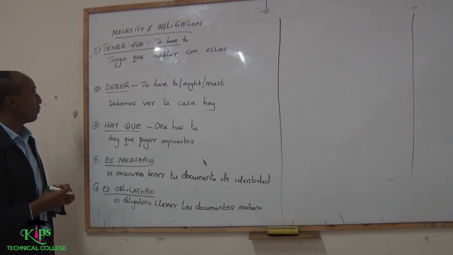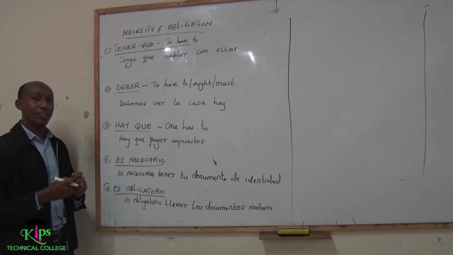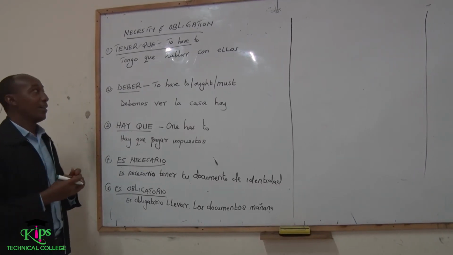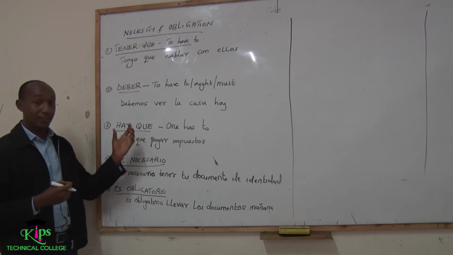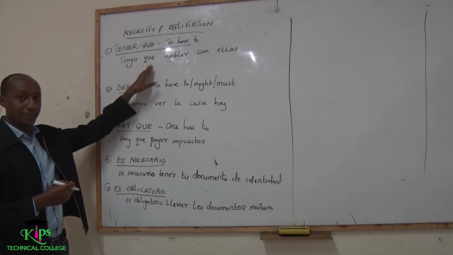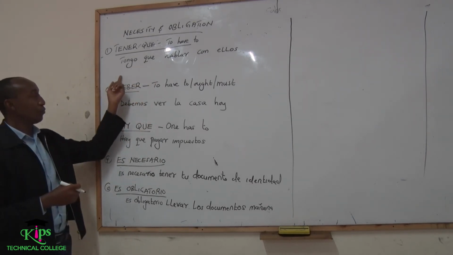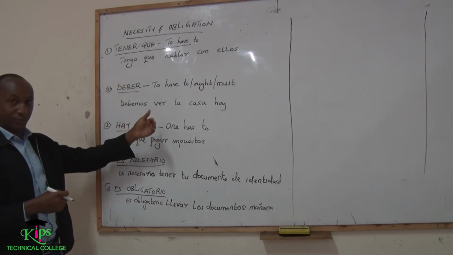I'm your teacher, Francis, and today I'm going to show you how to show necessity and obligation. And this is a very important topic. So there are different ways of showing necessity and obligation, and I'm going to start with the first one, which is tener que. So from the previous lessons, we've talked about tener, which is to have, during the possessive form.